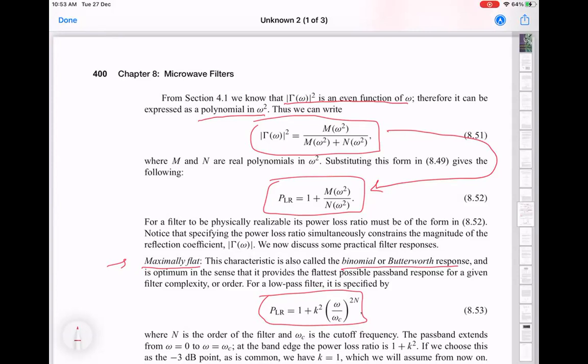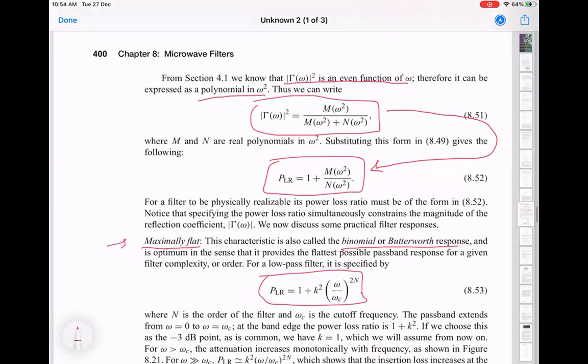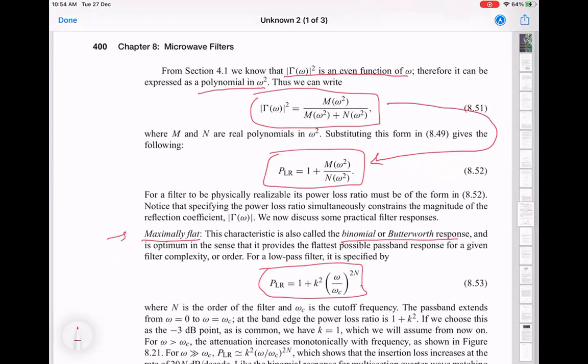Okay, so now we are just defining some generic mathematical shape, which hopefully we can realize using some circuits in a simple form. Okay. So the first and the most commonly used one is what is called the maximally flat filter. And it's also called binomial filter or Butterworth filter. So this response function is called a binomial response or a Butterworth response. And that function is given here in 8.53.